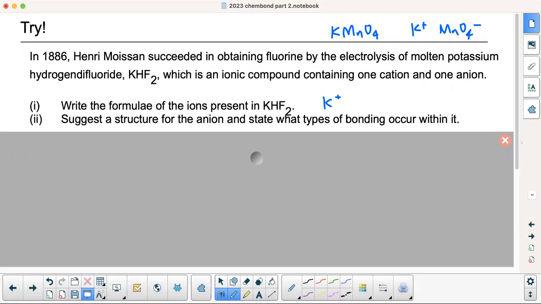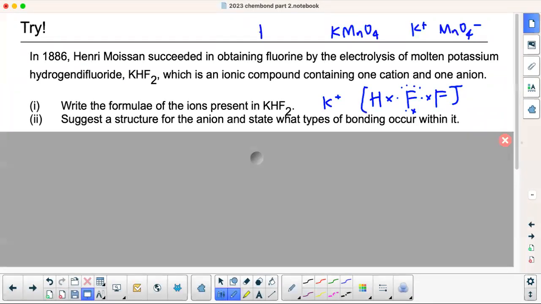Let's take a look. Say you try to draw HF2 minus this way, with F in the middle. You draw a single bond here and a single bond here. But there's a minus, and I don't know where you're going to put it, because 1, 2, 3, 4, 5, 6, 7, and then you put a minus on this F. It doesn't make sense, because now F has 1, 2, 3, 4, 5, 6, 7, 8, 9, 10 electrons. It's wrong because F cannot have more than 8 electrons.